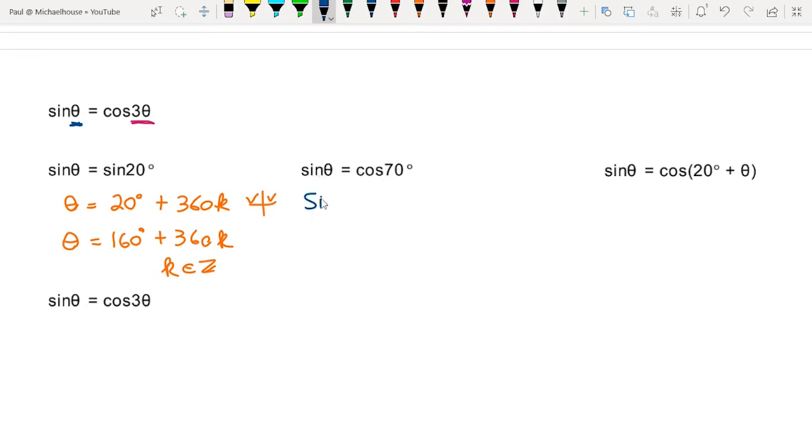In this one, we've got sine theta equals cos 70. What we're going to do is leave this as sine theta, and change this to cos of 90 minus 20. We haven't changed anything yet. We've just written our 70 as 90 minus 20, but we know that the cos of 90 minus 20 is actually the same as the sine of 20. And now we've reduced it to the same question as previously, with the same answers.